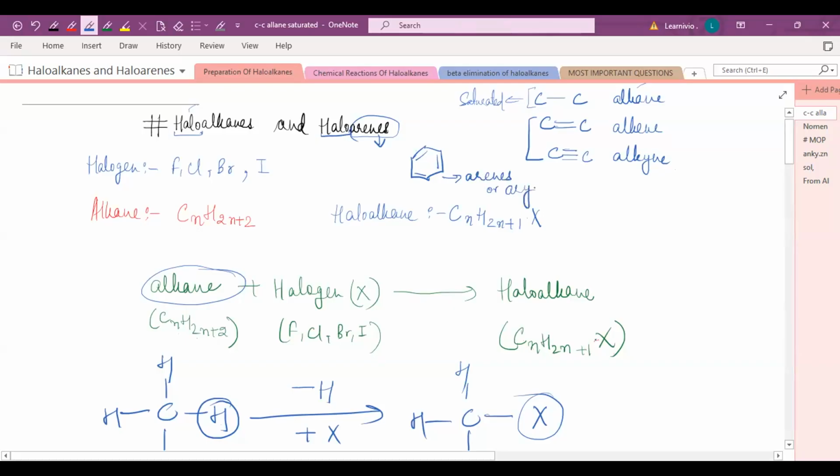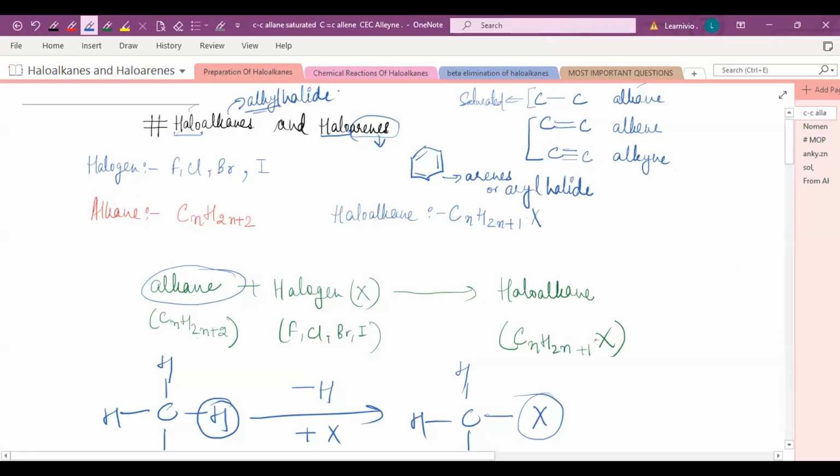So for aromatic compounds we just use arenes and aryl. Okay, so haloarenes are also known as aryl halide, and haloalkanes are known as alkyl halide. Alkyl for the alkane group and halide for the halogen group. Alkyl halide and haloalkanes are both the same, and haloarenes and aryl halide are both the same.